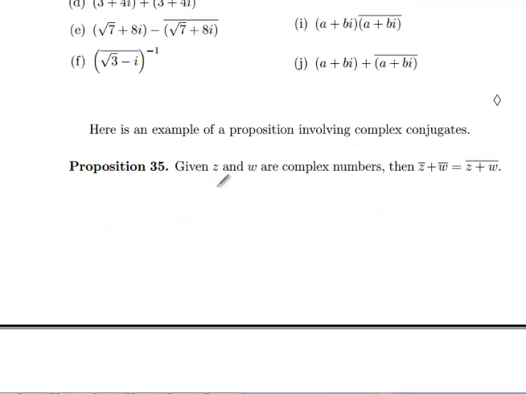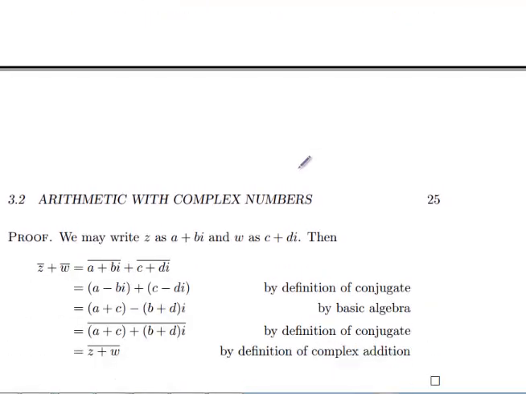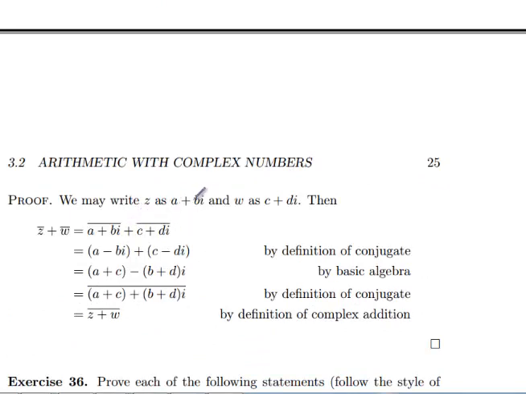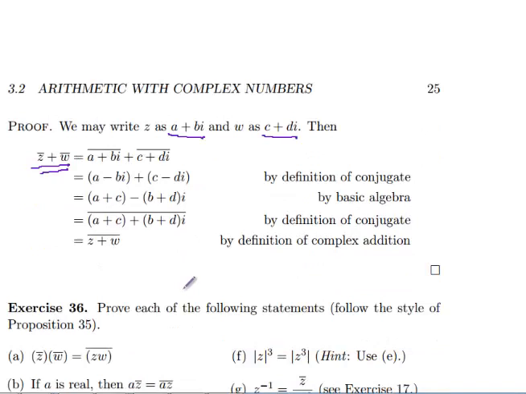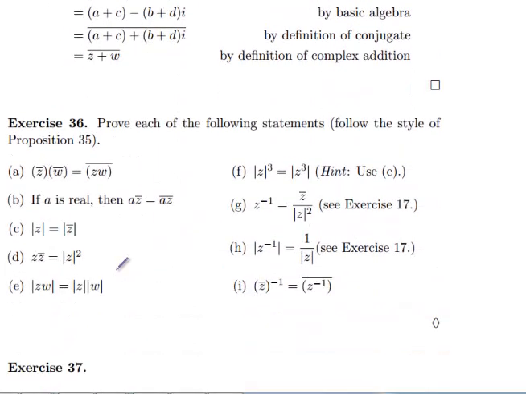Okay. Here's a simple proposition involving complex conjugates. In some sense, you could say complex conjugate sort of distributes. The sum of complex conjugates is the complex conjugate of the sum. That's another way you could say this. And notice the style of proof here, because we're proving things about complex numbers. We write each complex number in the proof in this format, a plus bi, c plus di. We start with the left-hand side, write it out, simplify using some reasons, and end up with the right-hand side. And you can do these proofs in a similar fashion.